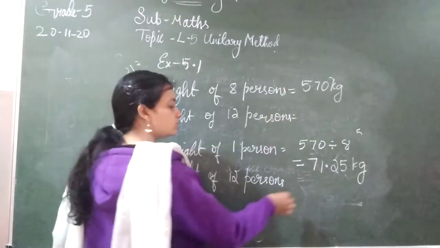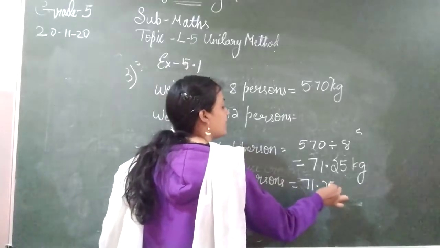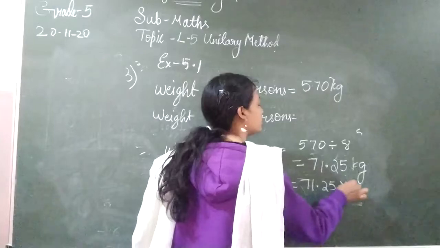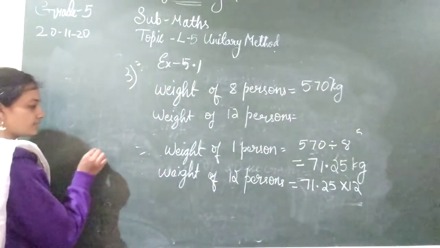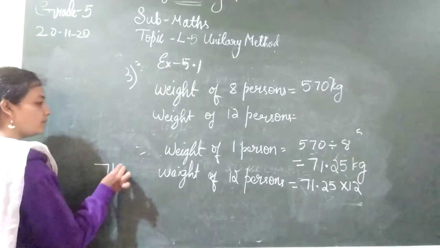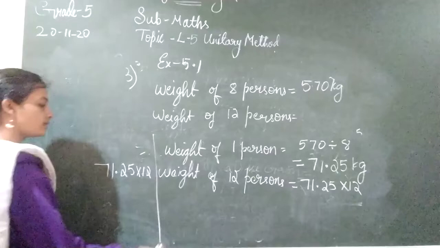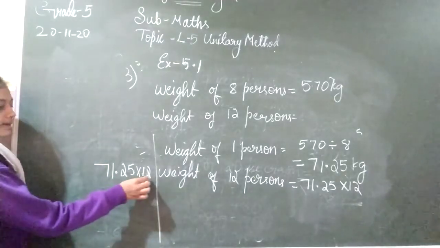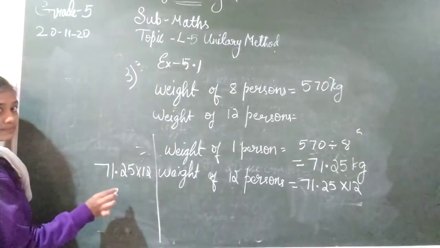So what do I do? I multiply the answer 71.25 with how many persons I have? 12. So I multiply with 12. So let us multiply here. It is 71.25 into 12. So how do you multiply by 12? I first multiply with 2. Don't consider the decimal when you are multiplying.